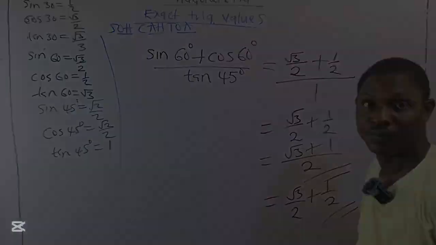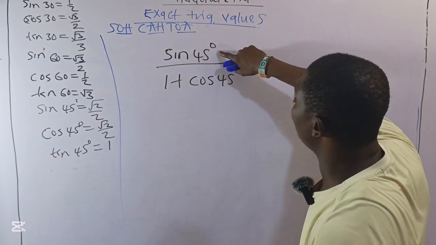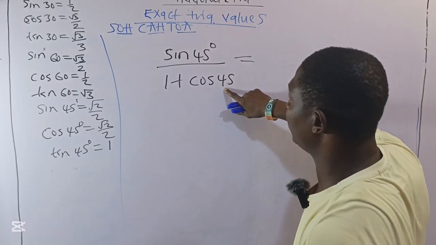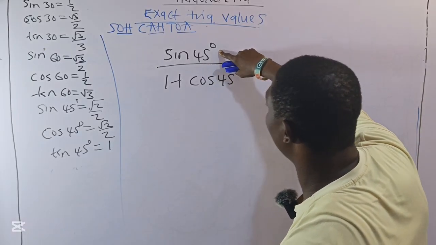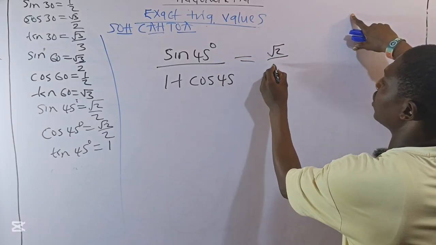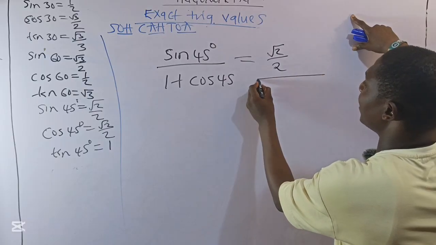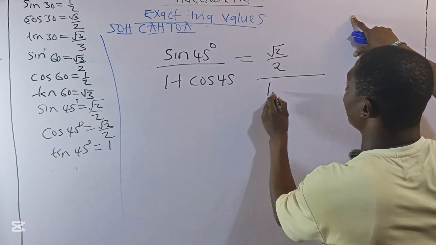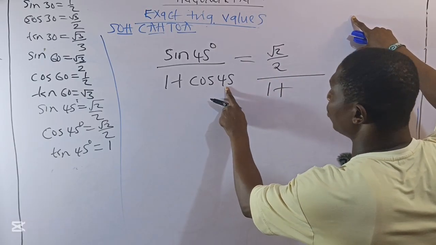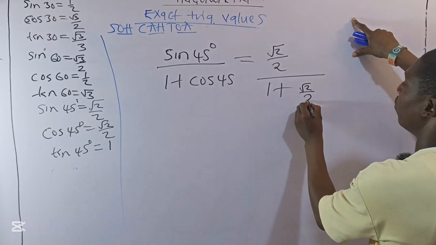Thank you. So again, we have sine 45 all over 1 plus cos 45. Our sine 45 is what? Root 2 over 2, all divided by 1 plus cos 45. Cos 45 is also what? Root 2 over 2.